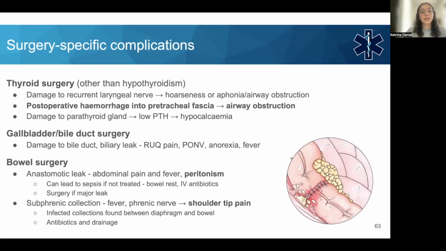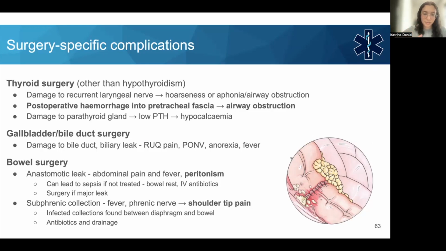Okay. Now, in terms of gallbladder surgery or any surgery on the bile ducts, you can cause an injury to the ducts, which means you can have like a biliary leak, so the bile is leaking. That would cause you to have obviously right upper quadrant pain, nausea, fever, anorexia, etc. These two, the next ones on bowel surgery, come up a lot on exams.